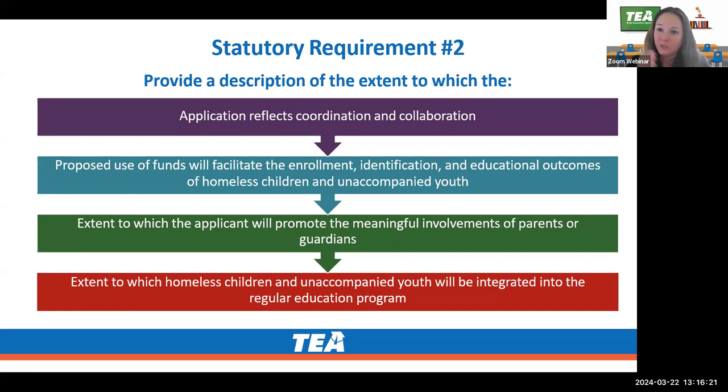Again, you're going to see these 3 common buckets as you're doing the implementation of your McKinney-Vento program: enrollment, identification, and educational outcomes. Then you're looking at how you're going to promote meaningful involvement of parents or guardians. So that's going to be your parent and family engagement component. And then the extent to which homeless children and unaccompanied youth will be integrated into the regular education program.